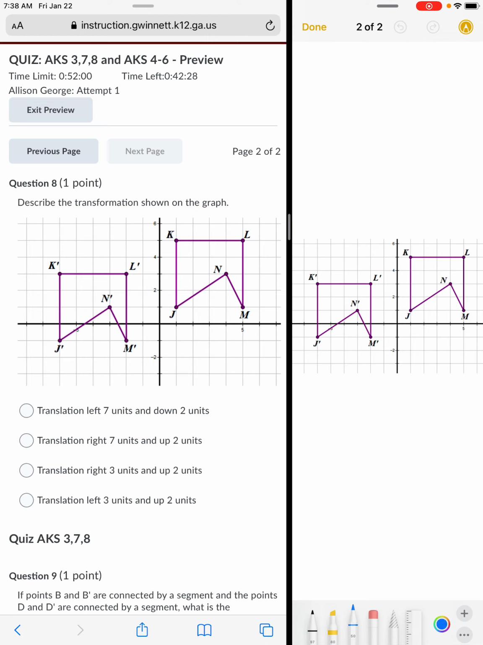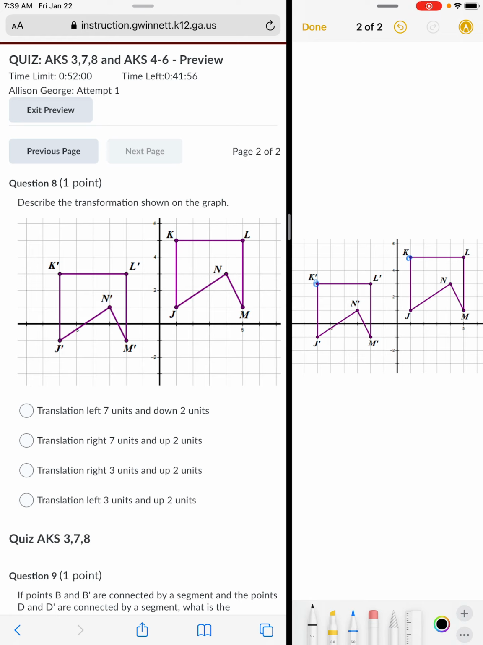All right, to find the transformation, we are going to first look at the image. What does it look like? It looks to me like it has just shifted, not reflected, not rotated. It has the same shape in the same direction on all sides. To check that, I'm going to pick 2 points. I'm going to pick K prime and K. And I'm going to count the distance between them.